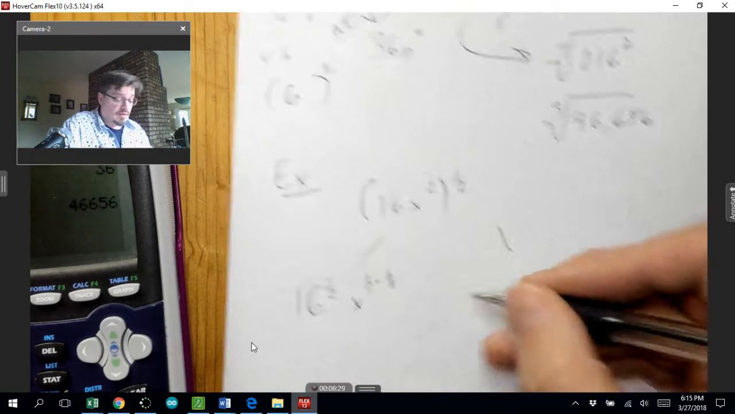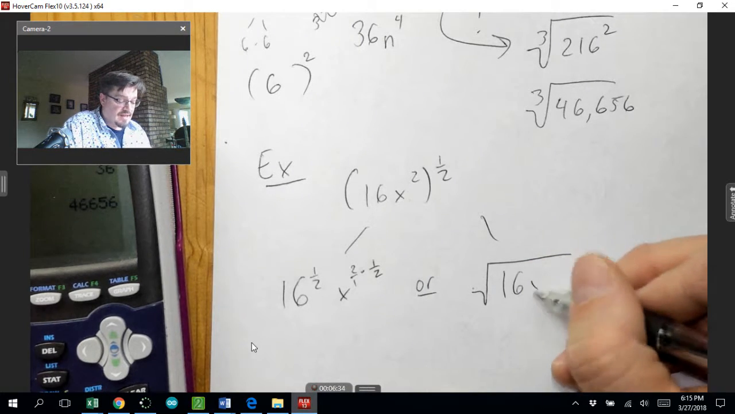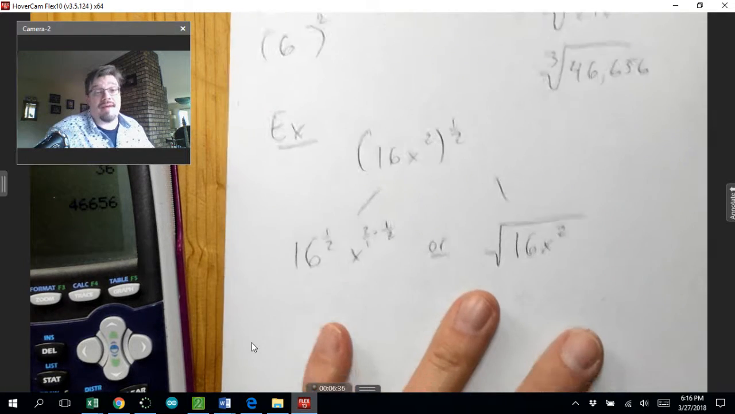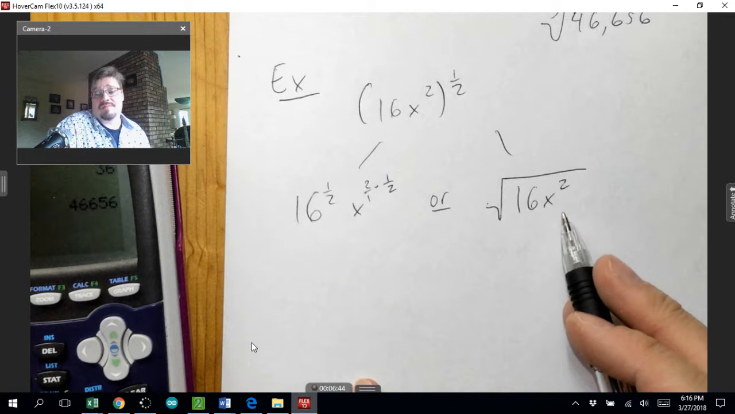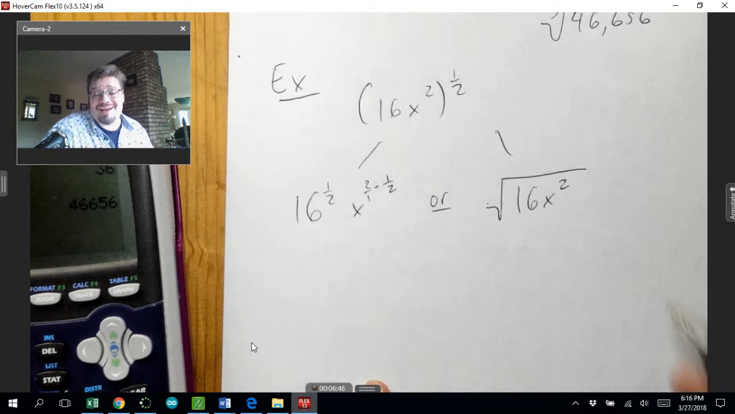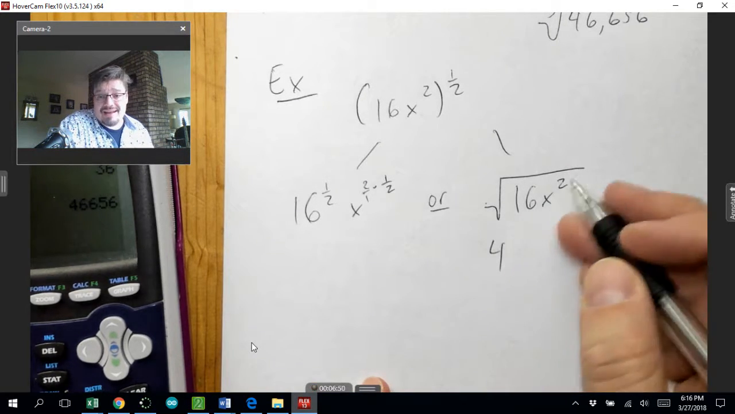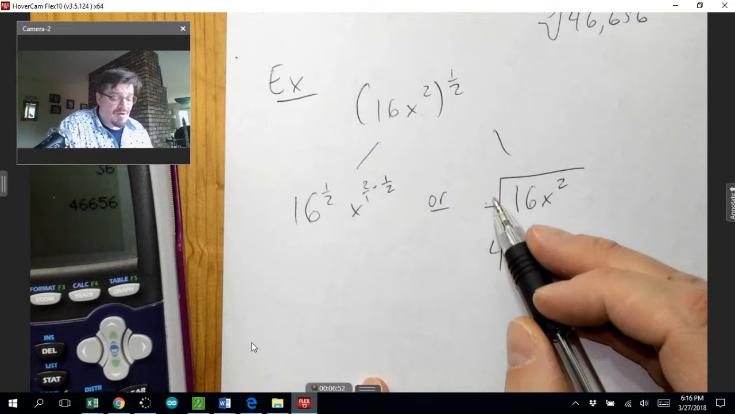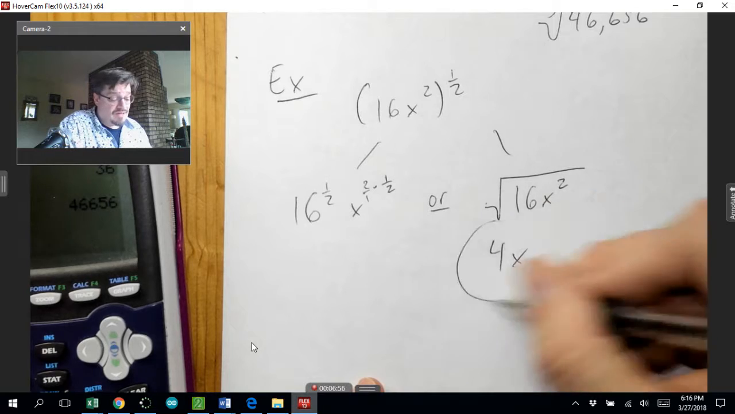Or you can look at it like this. Take the square root of 16x to the second. It doesn't matter. There's no surefire way to do this. You do it however you see fit. Now here, this is what we've been more trained to do, so I can take out a pair of 4s, and I can take out a pair of x's, because remember, there's an invisible 2 here. That index is 2. So I'm done there.